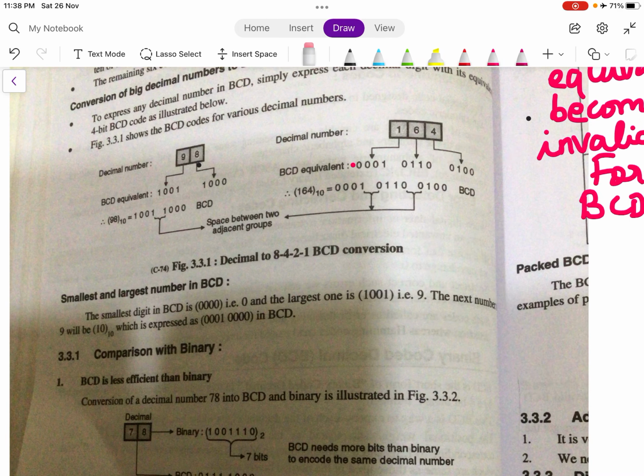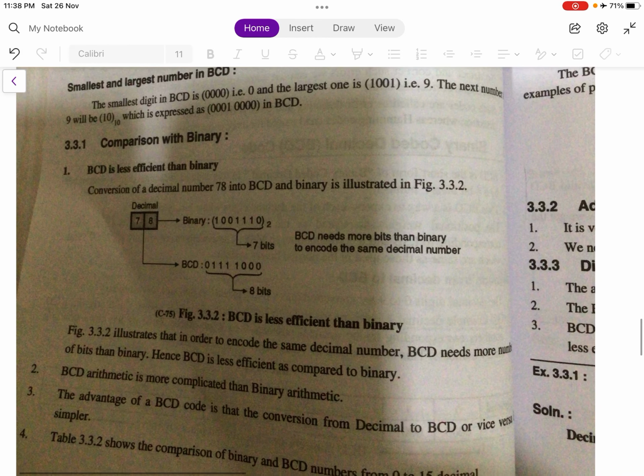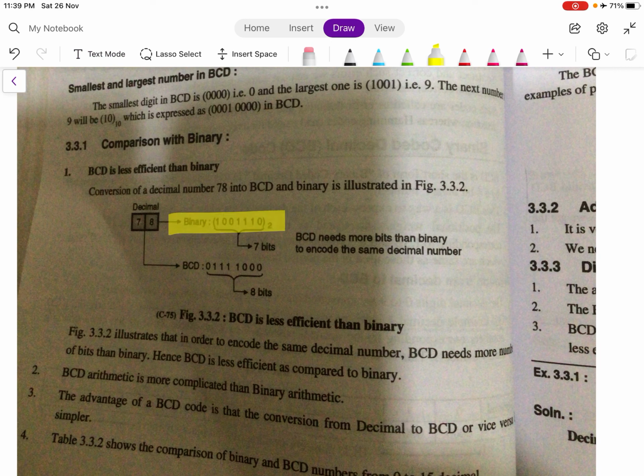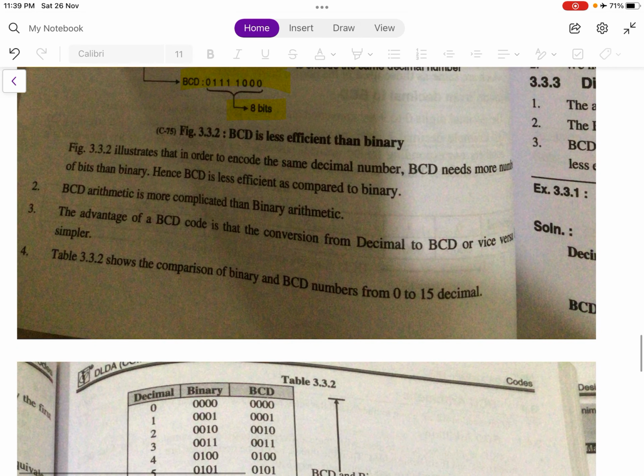Comparison with the binary. BCD is less efficient than the binary. Conversion of decimal number 78 into BCD and binary. So the number 78 will take 7 bits when you express it as binary number, and it will take 8 bits when expressed as BCD. So it is less efficient because it needs more bits. BCD arithmetic is more complicated than the binary arithmetic. The advantage of BCD code is that the conversion from decimal to BCD or vice versa is simpler.